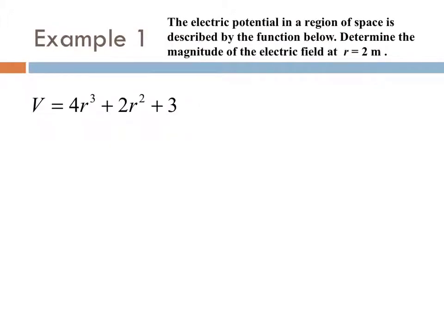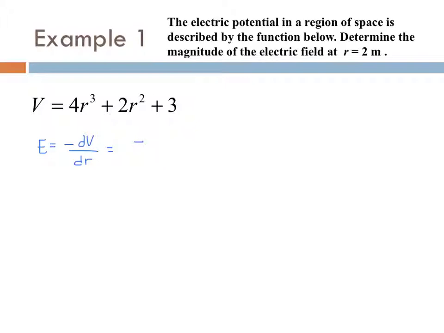So again, in these examples, we're just going to be taking the derivative or integral depending on the situation. For the first one, the electric potential in a region of space is described by the function below. Determine the magnitude of the electric field at r is equal to 2 meters. So we have our potential function. We know that our electric field is going to be the negative derivative of potential with respect to position.